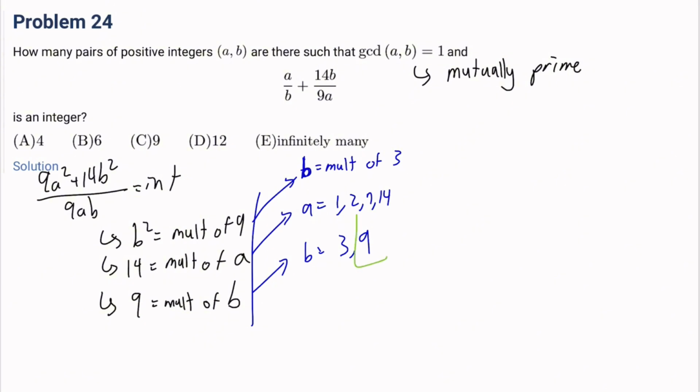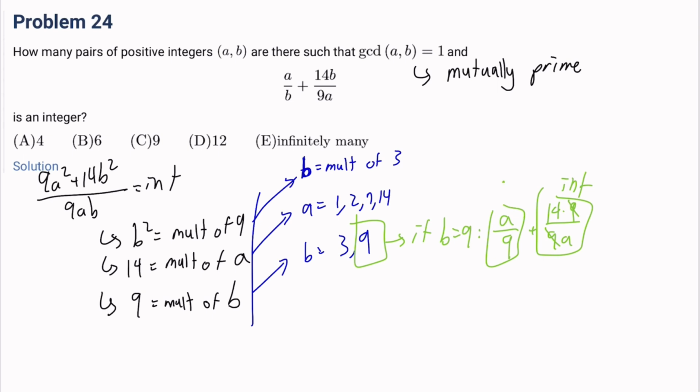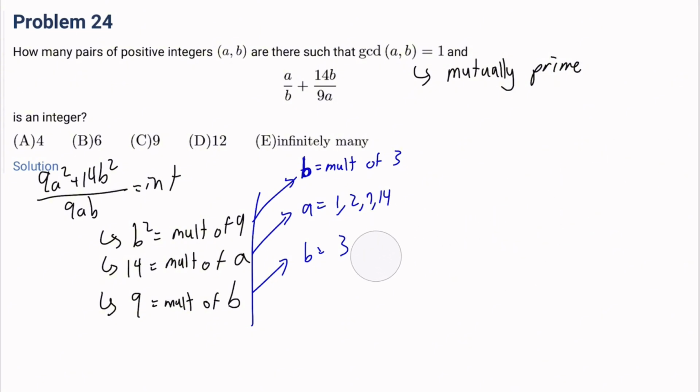But then look at if B equals 9, right? If B equals 9, then this whole thing is going to be A over 9 plus 14 times 9 over 9A. So these are going to go away. And since A is 1, 2, 7, 14, this is going to be an integer. But then this is not going to be an integer, right? And so the whole thing is not going to be an integer, so B cannot be 9, right? So B is only equal to 3.